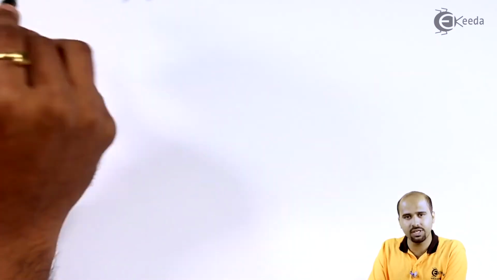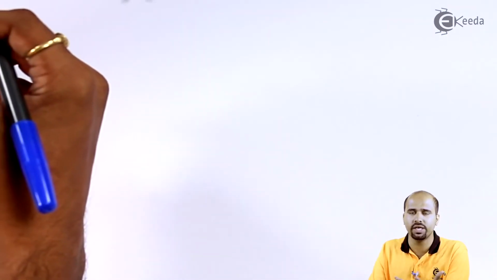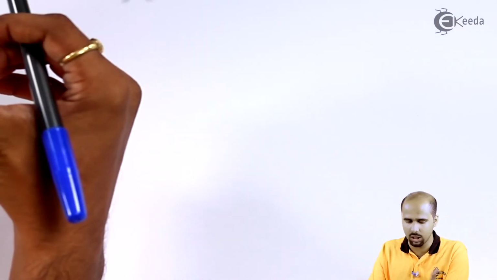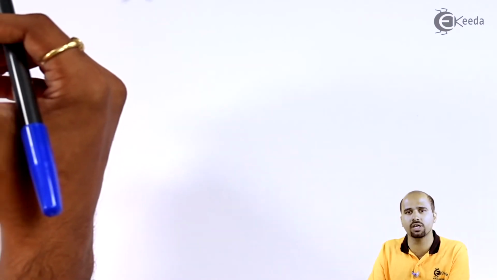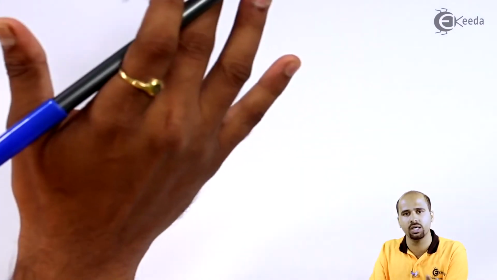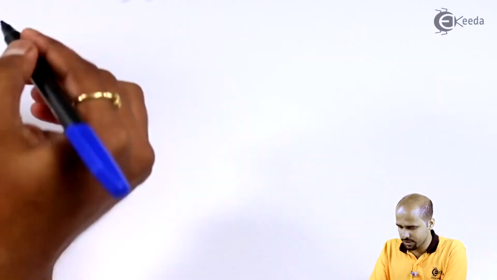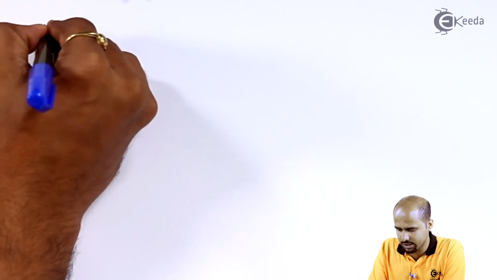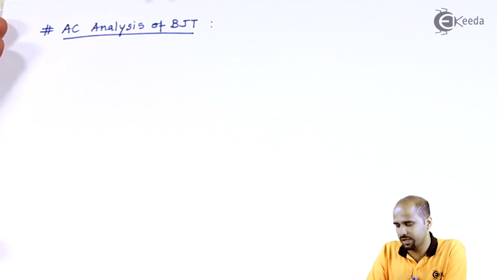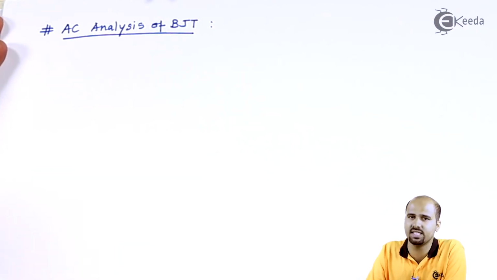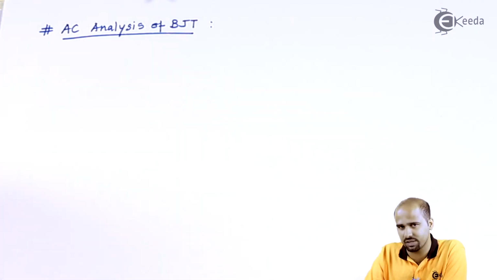So for AC analysis we have to convert our complete circuit into its AC equivalent model. First of all we have modeled that BJT into three models. By using any model we can convert that complete circuit into its AC equivalent model. So first of all we will try to do the AC analysis. As a part of AC analysis of BJT, we have to know how to draw the AC equivalent circuit.